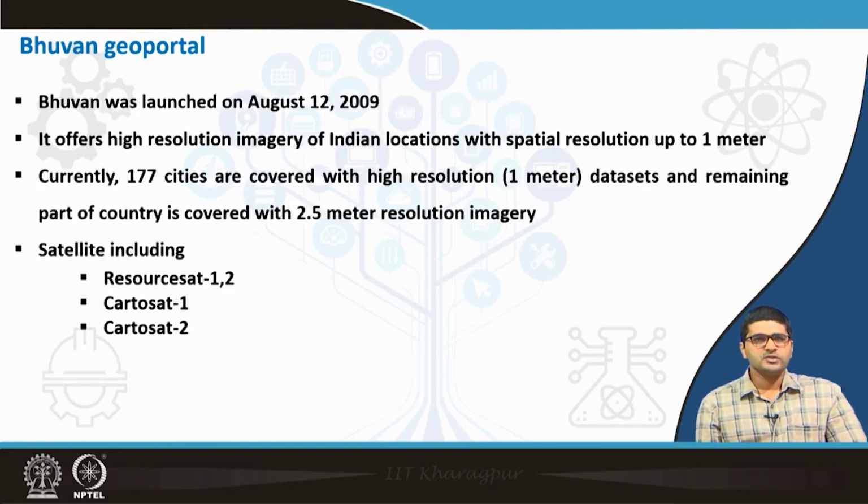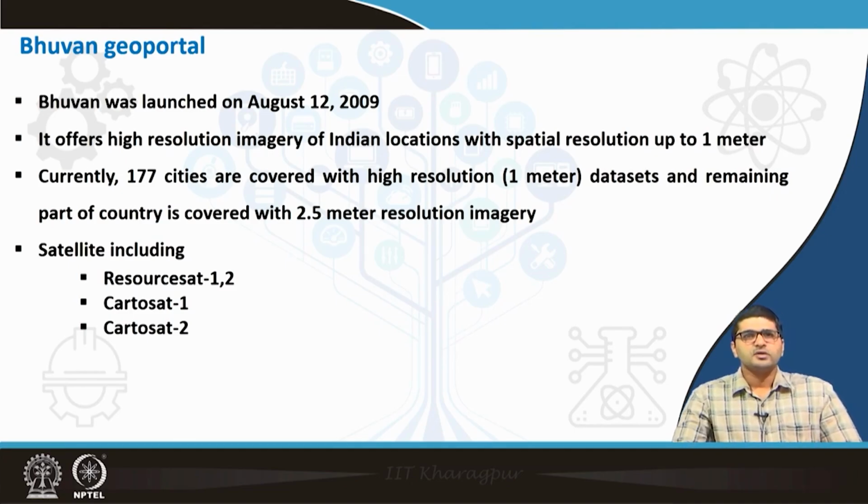Bhuvan was launched in the year 2009. It offers high resolution spatial imagery for Indian locations with a spatial resolution up to 1 meter. Currently 177 cities are covered with high resolution data sets, and the remaining part of the country is covered with 2.5 meter resolution. The satellites include ResourceSat 1 and 2, Cartosat 1 and 2, and thematic products of these satellites are hosted in Bhuvan geoportal.